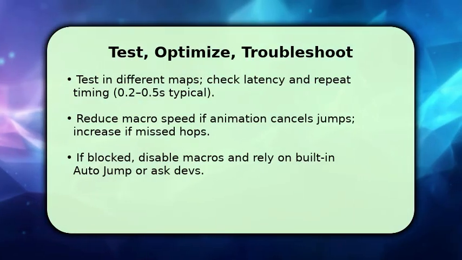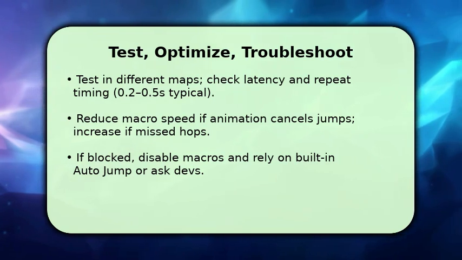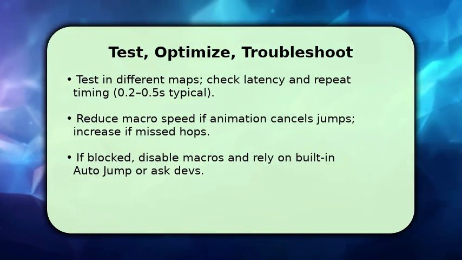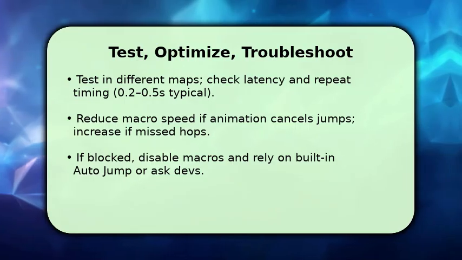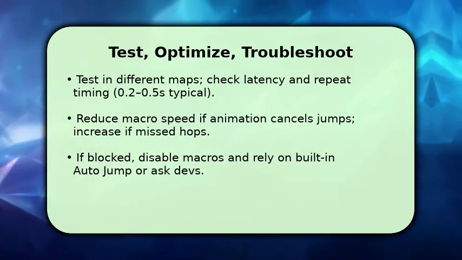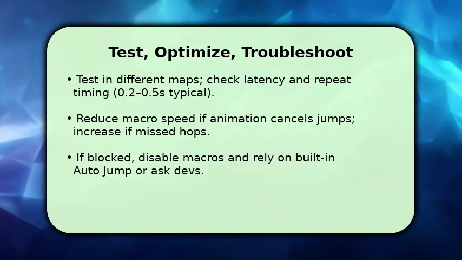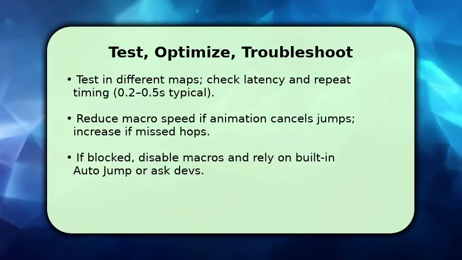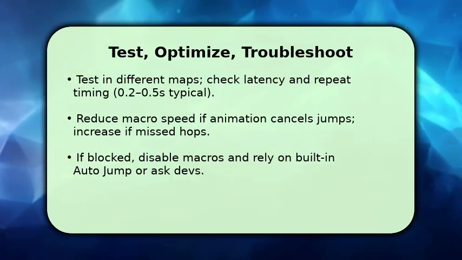Finish by testing and fine-tuning so your auto jump works in real play. You should try varying repeat intervals, about 0.2 to 0.5 seconds often matches Roblox animation windows. Once done, make sure latency isn't causing double taps by testing on Wi-Fi and mobile data.